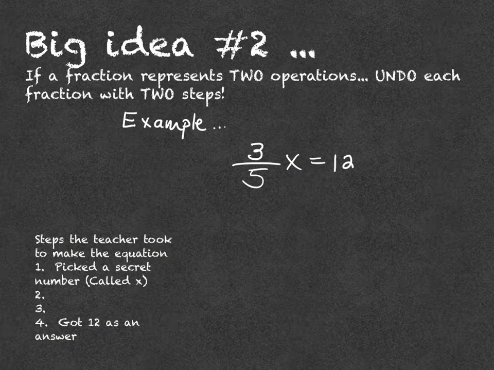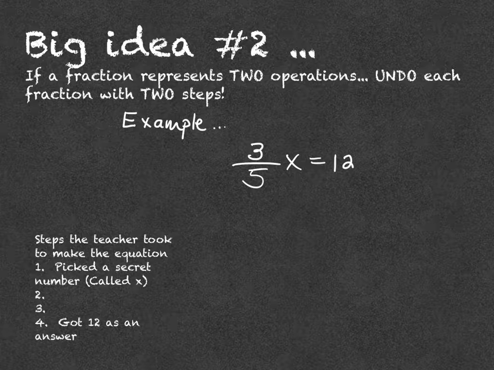So the big idea number 2 then that leads us to actually working with equations is if a fraction represents two operations, you should undo each fraction with 2 steps then. Don't try to do it in one. If there's 2 operations, undo each operation. So for example, let's say we have this equation 3/5 x is equal to 12. So we can clearly see we have a fraction as a coefficient in front of x. So we know that when a teacher makes an equation like this, they come up with an answer, then they do a bunch of stuff to it, and then they tell you what they got, so you can undo all their things.